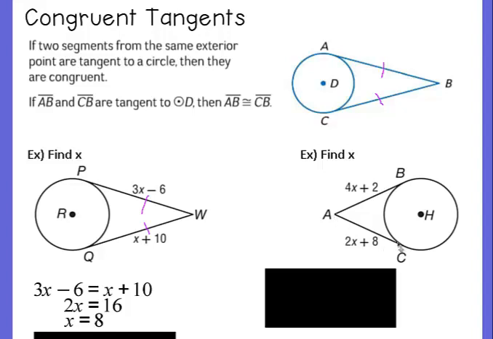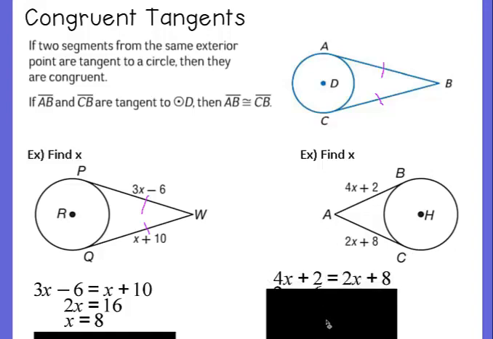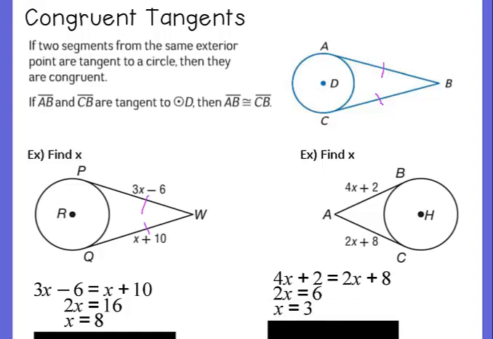Okay. We have two tangents to the same circle. They intersect at point A. So AB and AC are congruent. I can set them equal to each other. 4x plus 2 equals 2x plus 8. Then I subtract 2x and subtract 2 to get 2x equals 6. Divide by 2 and you get x is 3. So your final answer is x is 3.